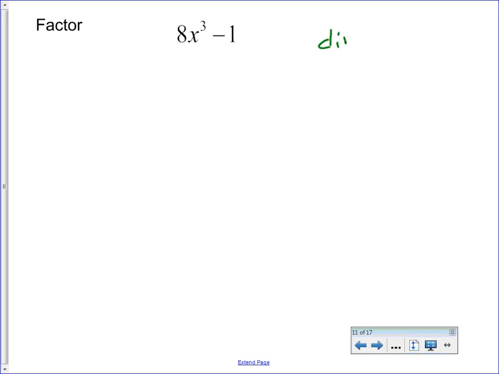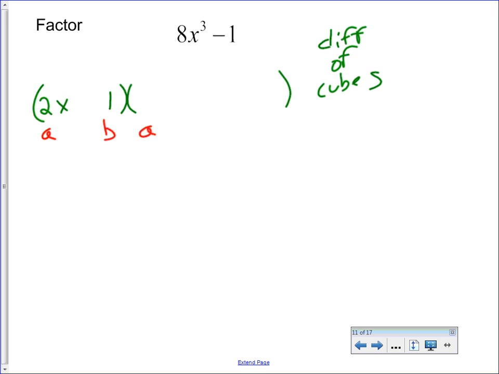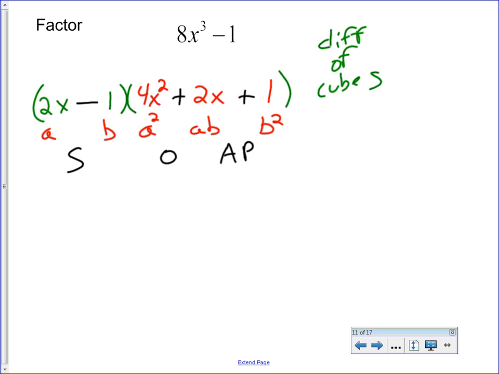This is a difference of cubes. So once again, 2 terms, 3 terms. The cube root of the first term, the cube root of the second term. And we call those A and B. And the 3 terms in the second part of this are A squared, A times B, and B squared. So A squared is going to be 4x squared. A times B is 2x, and B squared is 1. And then to get the signs, we just go back with SOAP. Same, whoops, sorry, that's not the same. Same, opposite, always positive.